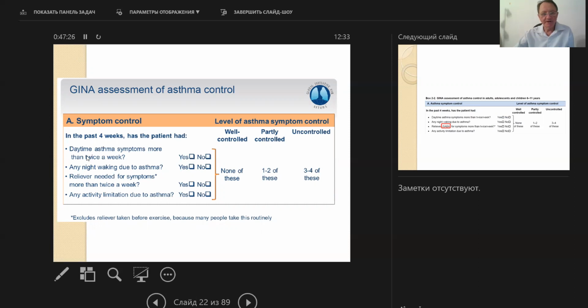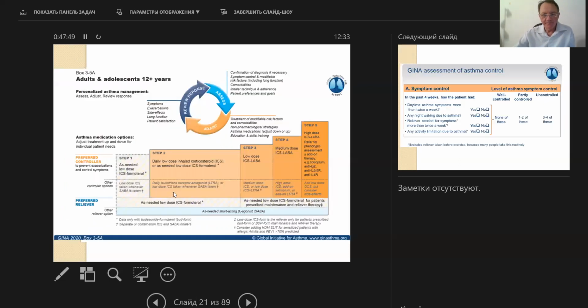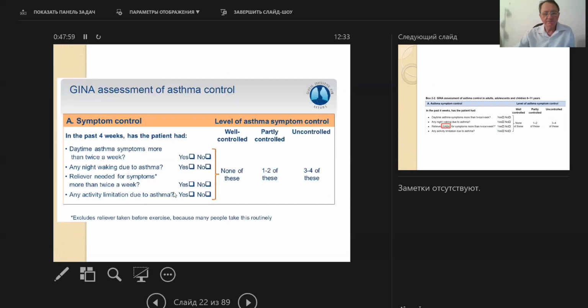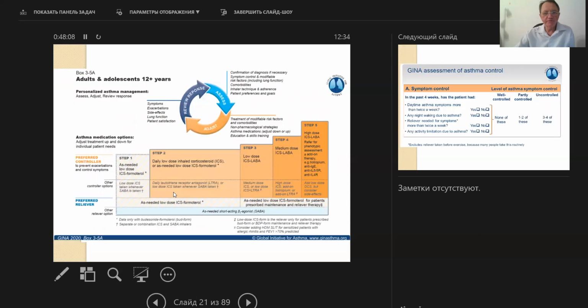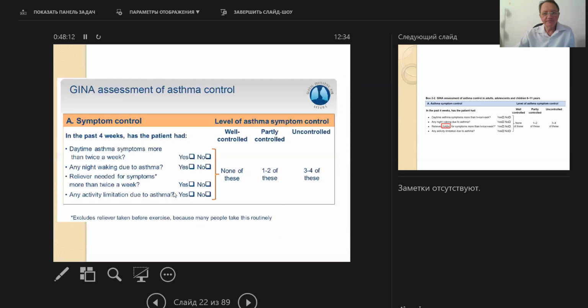For example, daytime asthma symptoms more than twice a week, no. 0 point. Any night awakening due to asthma, no. Reliever needed for symptoms more than twice a week, no. Any activity limitation, no. That's why we can make conclusion that patient has severe bronchial asthma, severe course, but well-controlled course. We reached this controlled course, asthma control, using this five step of treatment.